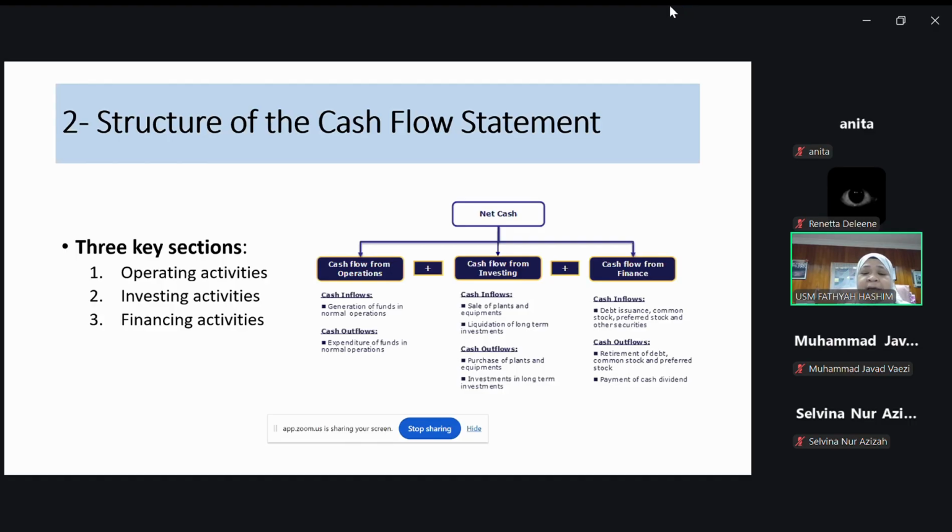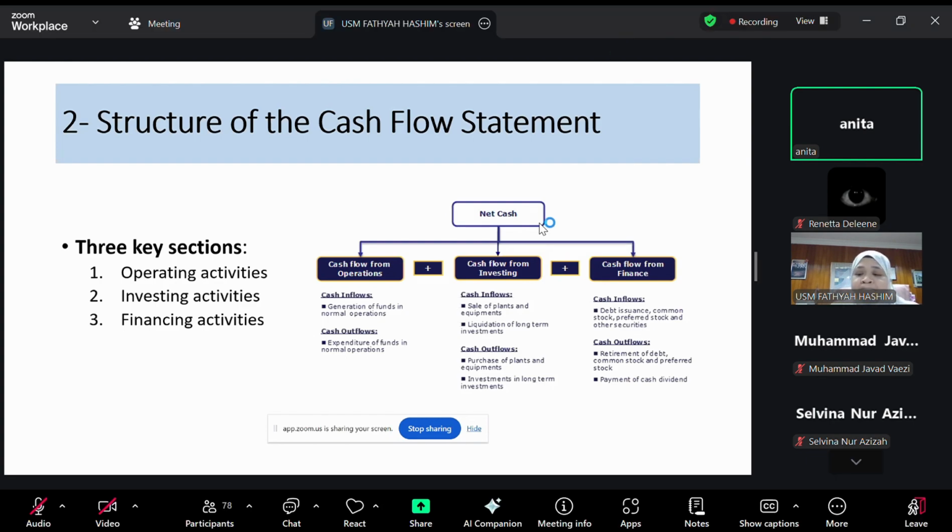So what are the examples of cash inflow for operating activities? Any idea? Friends, Bu Fatia asked this question. Any example of cash inflow from operating activities? If you are shy, you can write on the chat room.